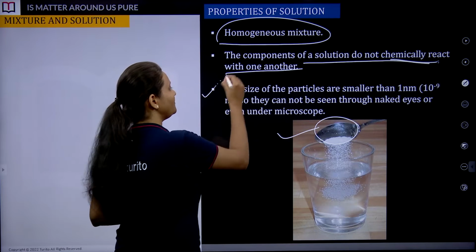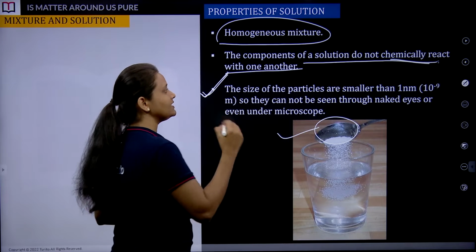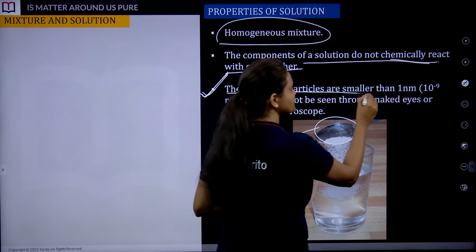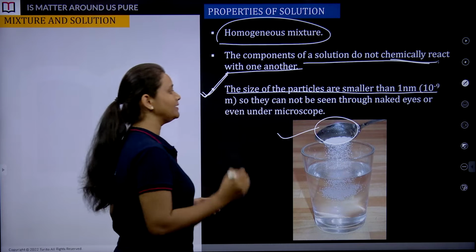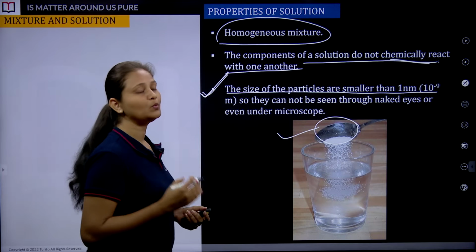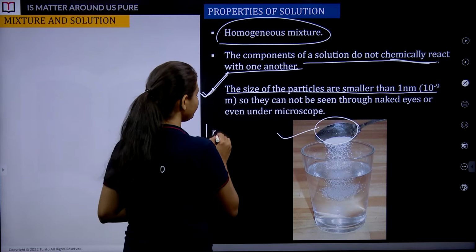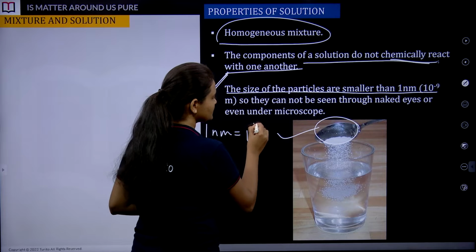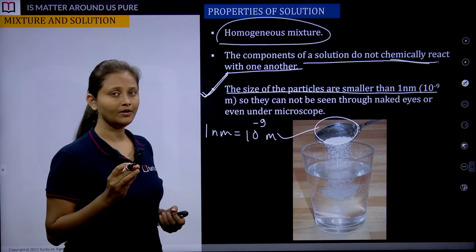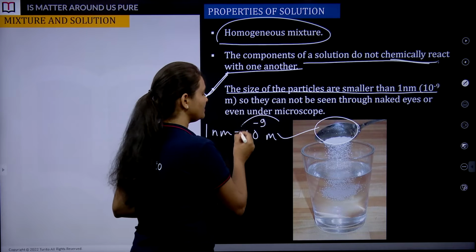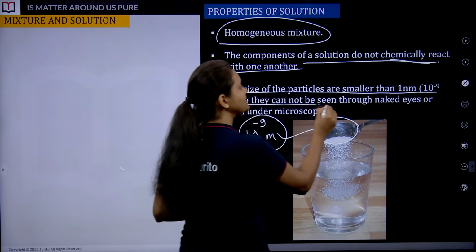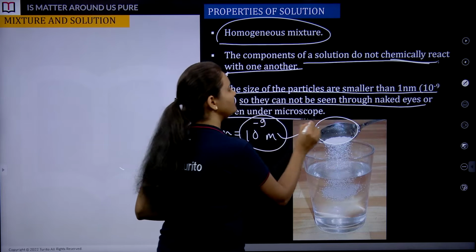Again, it's very important: what is the next property of true solution? It is that the size of the particles is smaller than 1 nanometer. The size of those particles is what? Smaller than 1 nanometer. 1 nanometer is equal to 10 raised to minus 9 meter. It is very small. So they cannot be seen through naked eyes or even under a microscope.